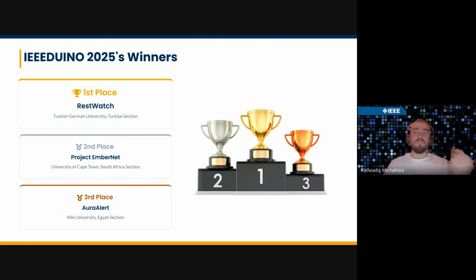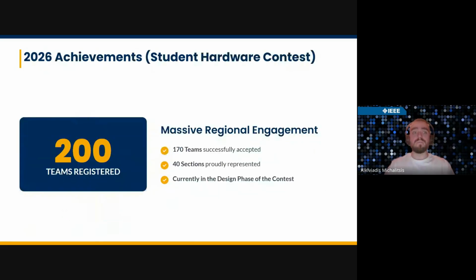But coming from the past, we should also see this year's achievements so far. For 2026, we were very amazed to see that more than 200 teams registered to our contest this year, and more than 170 of you were eligible to continue to the following phase, which is the design phase. This year we also have an amazing jump in the number of sections participating. We had 40 different sections that you represent, and currently we are in the design phase of the contest.